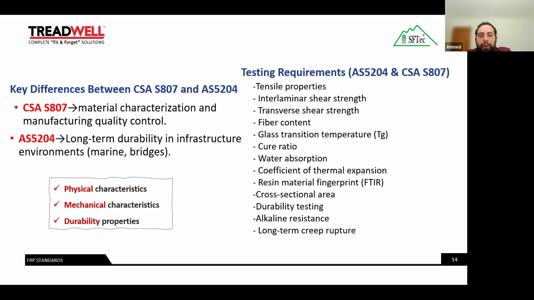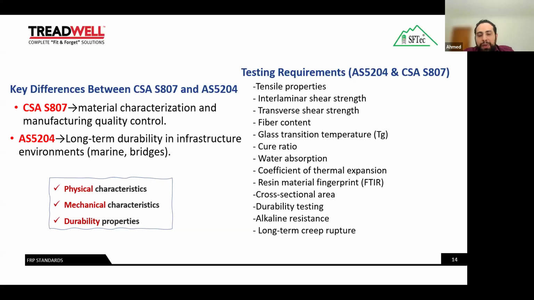Here we can see both CSA S807 and AS5204 include extensive testing requirements. Both specifications have the same testing requirements. So at this point, because we have a lot of questions specifically on this point: if we are certified with CSA S807, it's good for us. Yes, because both specifications include the same testing requirements. Okay, why do we need to do this test again if we have the same requirements?